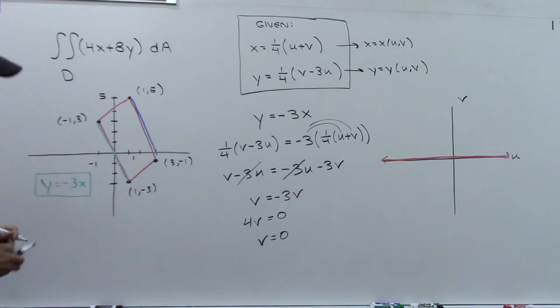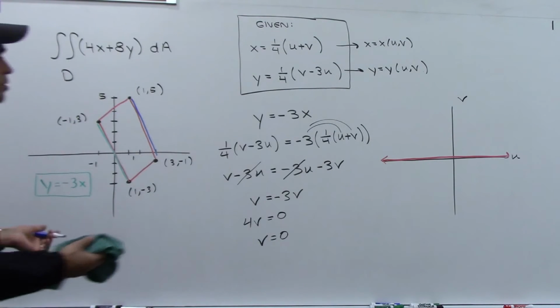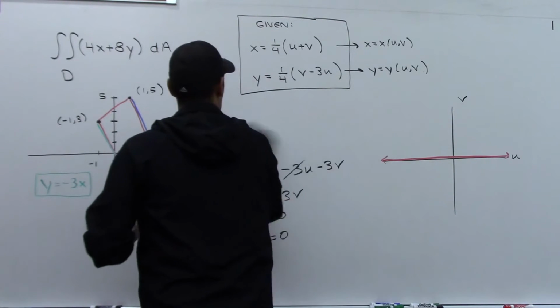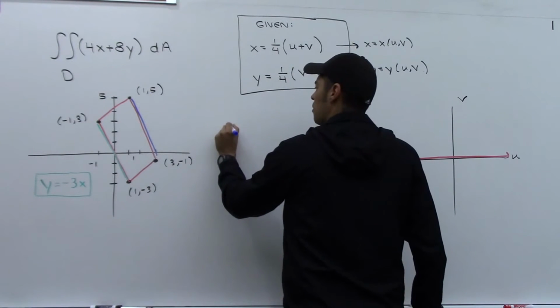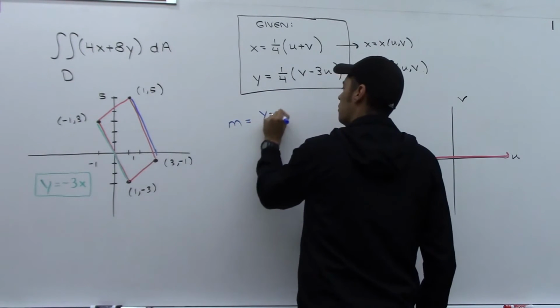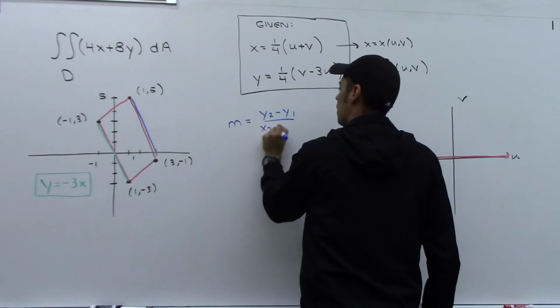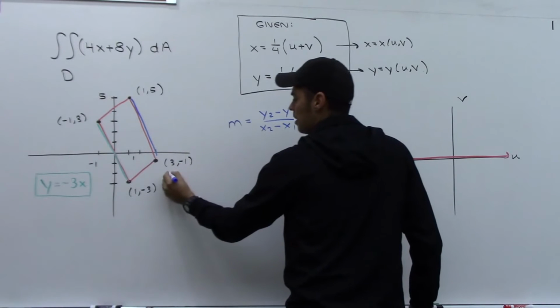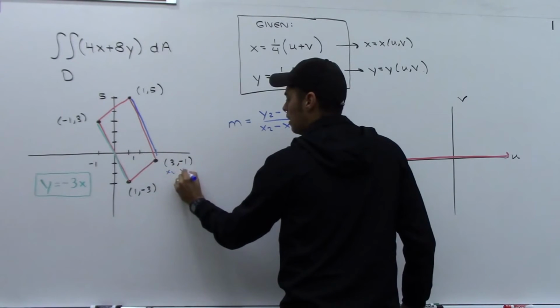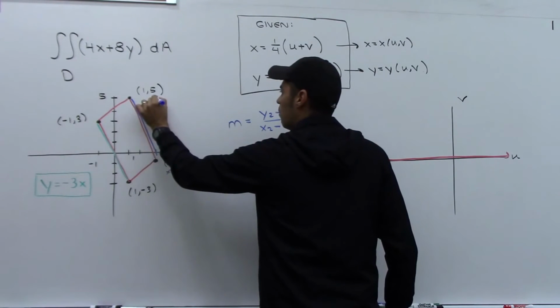Okay, so for that one, I think I'm going to spend a little more time coming up with the equation of that. And that's just because I want you to make sure you know how to do the computation. So if we're given 2 points, we can find the slope of the line using y2 minus y1 over x2 minus x1. I'm going to say this is x2, y2, this is x1, y1.